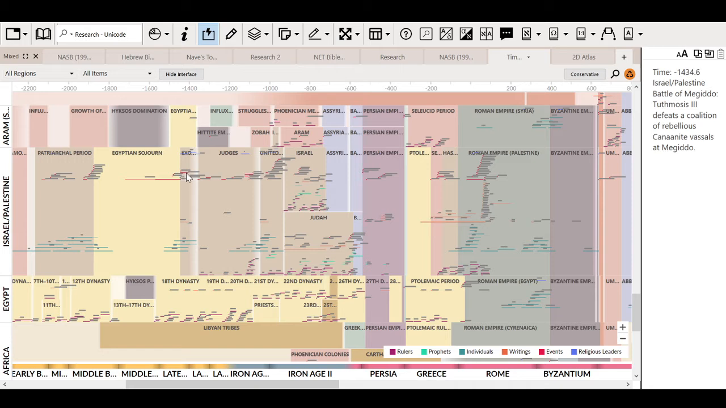Okay, and then you go on to the judges. You have different judges during this period. Okay, and then you have the United Kingdom here, this period, and then you have the split of the United Kingdom into Israel and Judah, and Israel was taken by the Assyrians, while Judah was taken by the Babylonians. Okay, and the Persians, right?